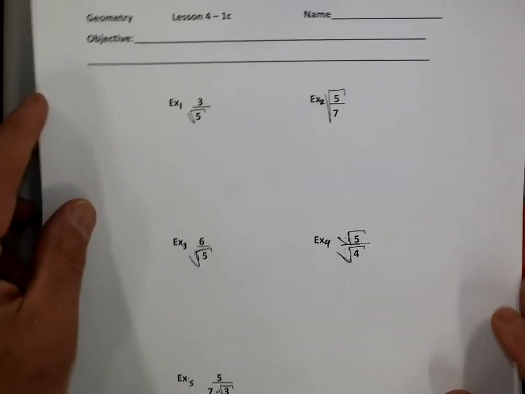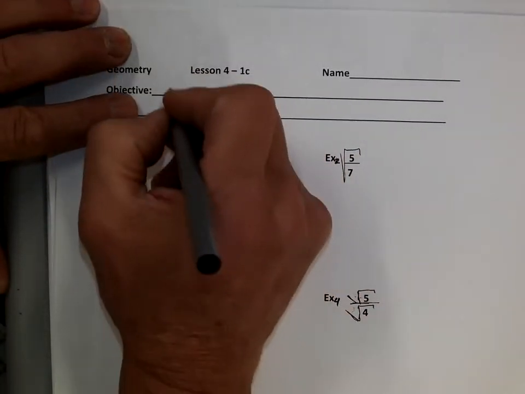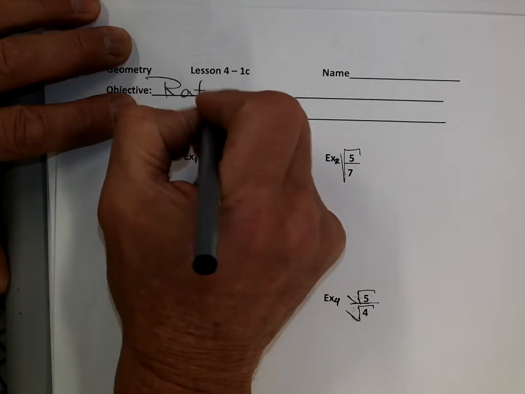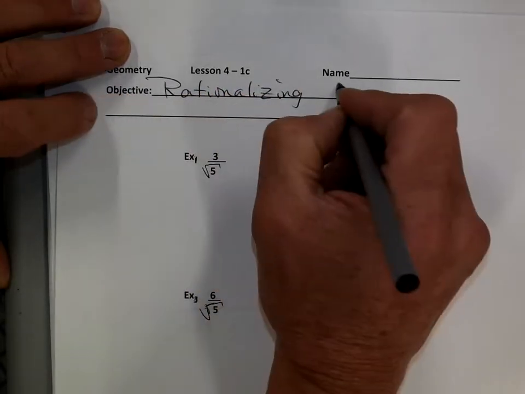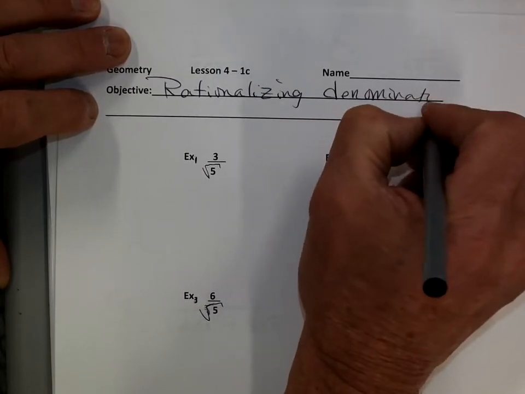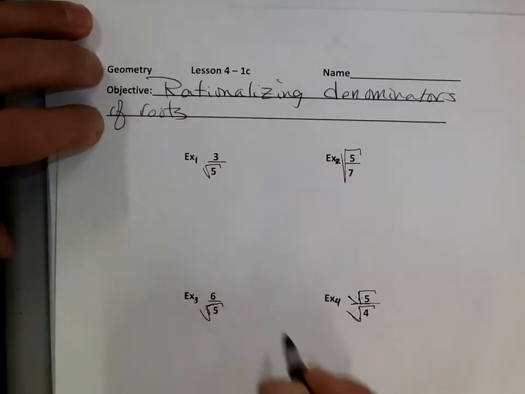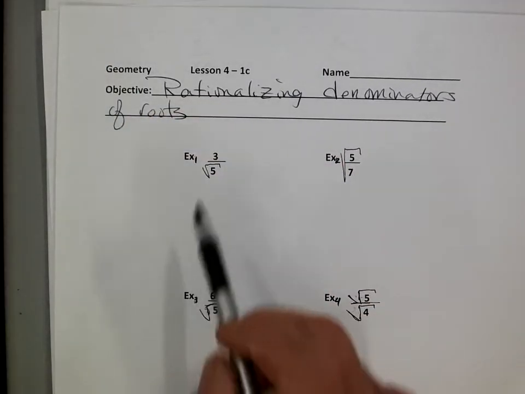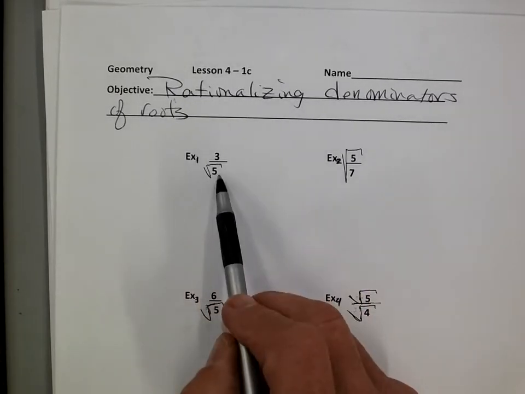today's lesson has to do with ones like this. So what our objective today is going to be is rationalizing denominators of roots, okay? This is square root of 5. It is an irrational number. We want to rationalize it. This is an irrational number.